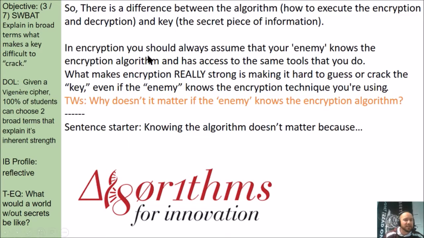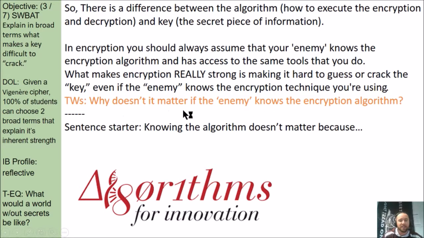The objective is to explain in broad terms what makes a key difficult to crack, so we've got to get to cracking here. There's a difference between the algorithm, that is how to execute the encryption and decryption, and the key. So in encryption, you should always assume that your enemy knows the encryption algorithm and has access to the same tools that you do. What makes encryption really strong is making it hard to guess or crack the key, even if the enemy knows the encryption technique you're using.